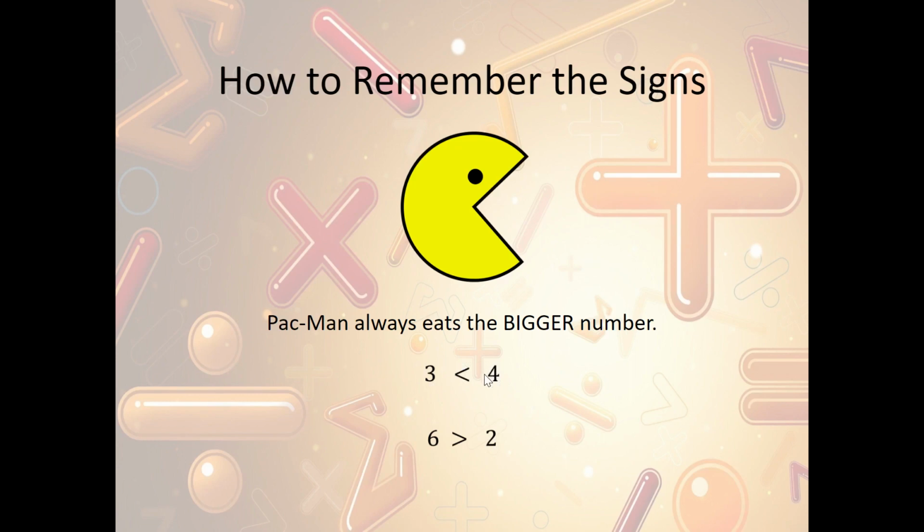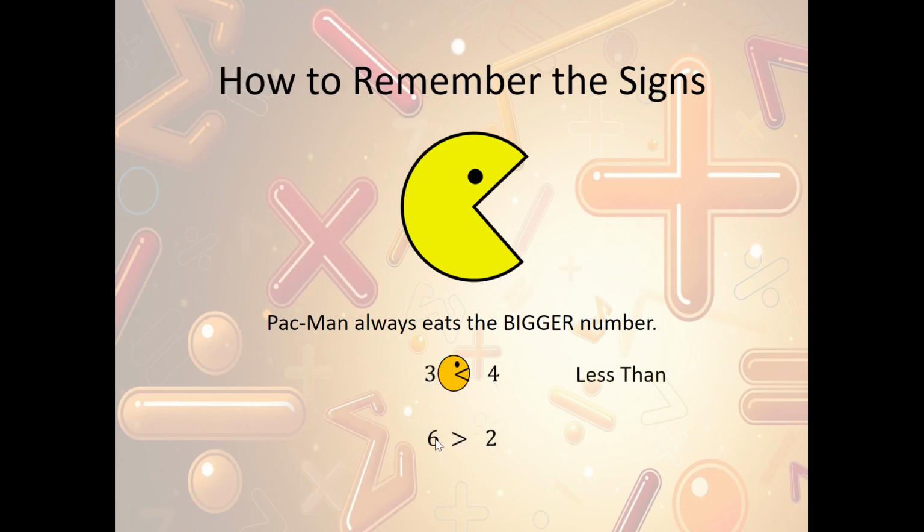Well, Pac-Man eats the bigger number, so if I draw Pac-Man on there, I can see that his mouth is eating this side here, which means this is the bigger number. So this number is greater. Well, we always read it from left to right though. So that means if this number is greater, this number's got to be smaller. So we would say 3 is less than 4.